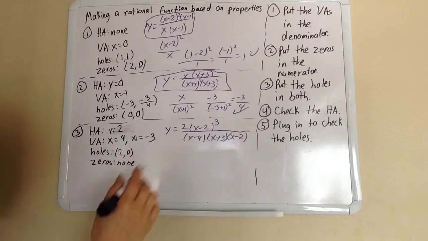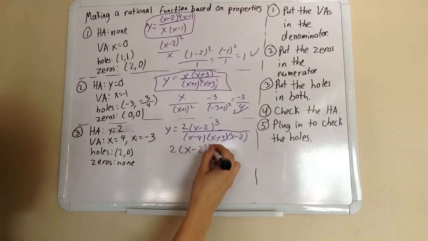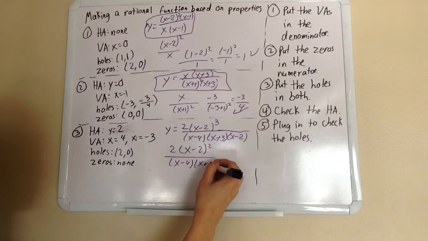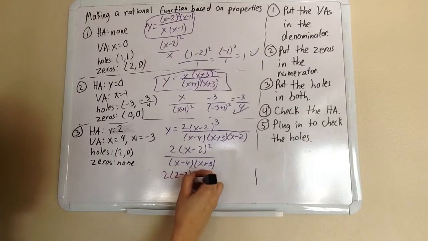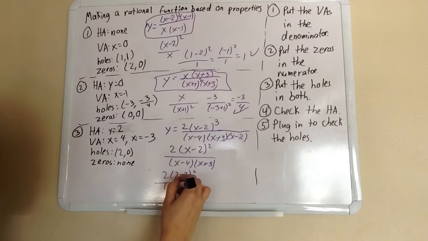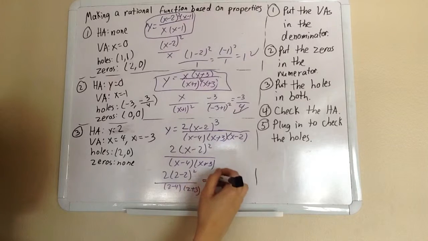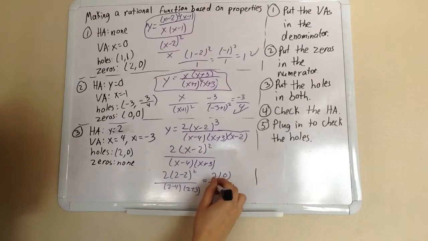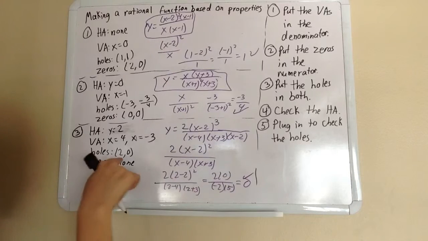So to do that, we just cancel stuff out. We get 2, and then x minus 2 squared on the top. On the bottom is x minus 4 times x plus 3, and now I just plug in. So I get 2, and then 2 minus 2 squared over 2 minus 4 times 2 plus 3. On the top, we get 2 times 0 over negative 2 times 5. 0 times anything is just 0 though. So we're good, because that's 0.